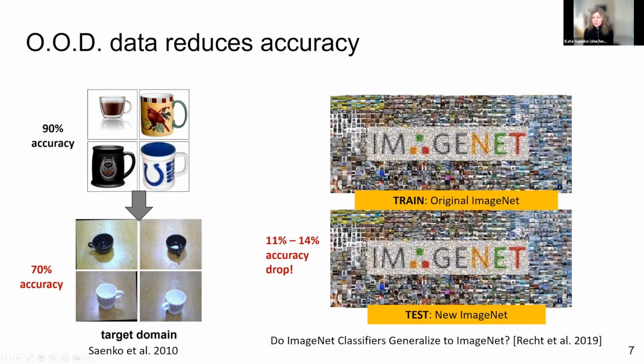So for example, in this paper from a few years ago, the authors trained the model on ImageNet and then tested on ImageNet version 2, which is the same data collection, the same categories, collected the same way, but just a little later than the original ImageNet. And they also saw a very significant drop in accuracy from this seemingly very small shift in the input domain.